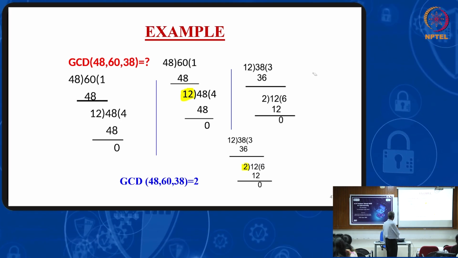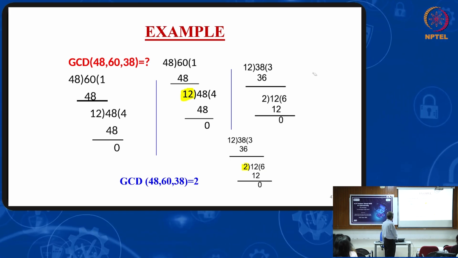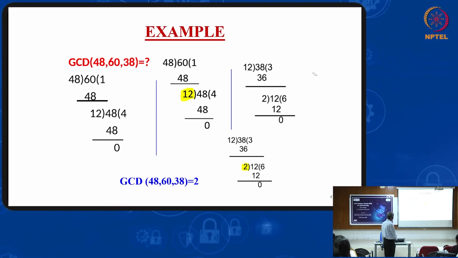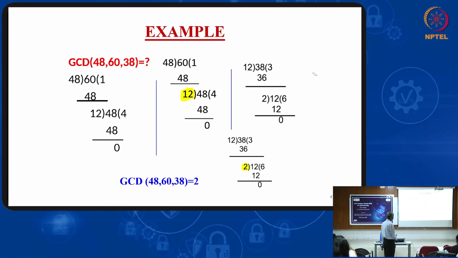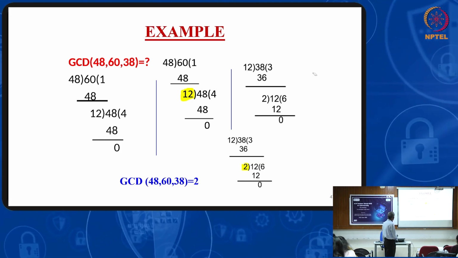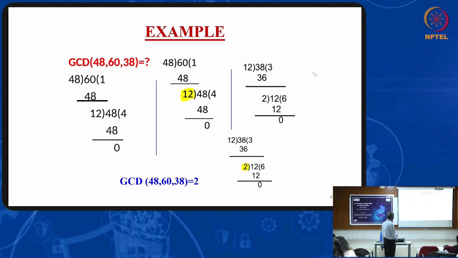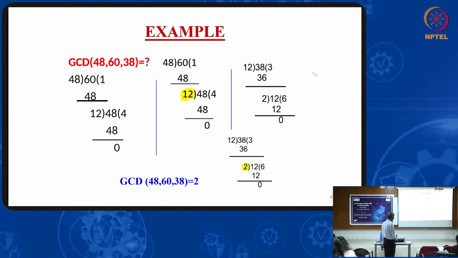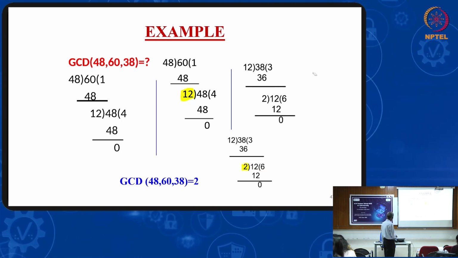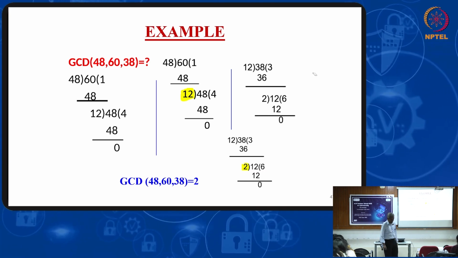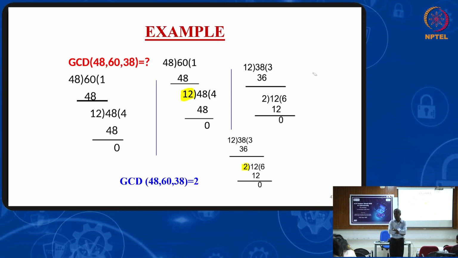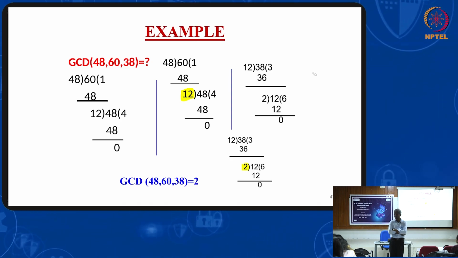You see here, first we take 48 and 60. The 12 is the greatest common divisor. Now between 12 and the third number 38, I am starting. 12 and 38: 38 divided by 12 gives quotient 3 with remainder 2. Then 12 divided by 2 gives remainder 0, so 2 is the greatest common divisor. This example shows the method of finding the greatest common divisor between three numbers.